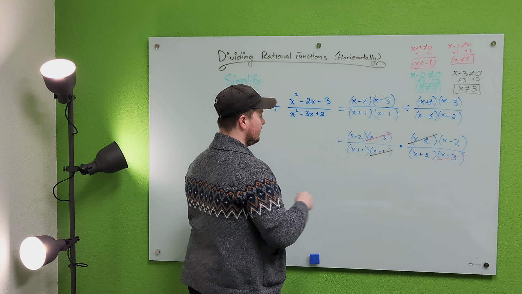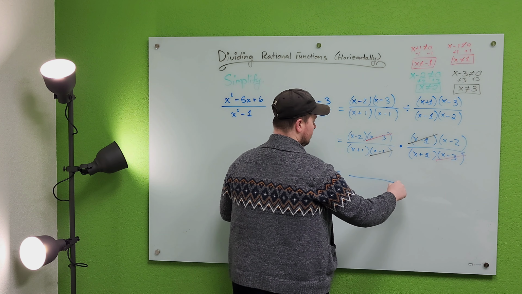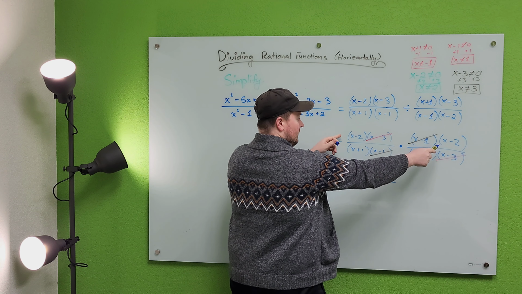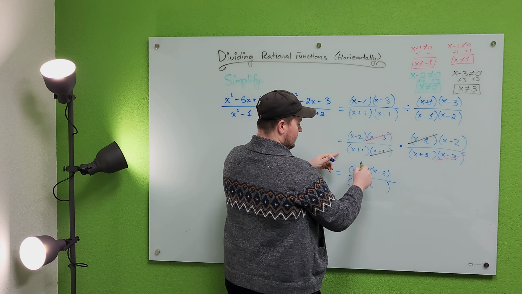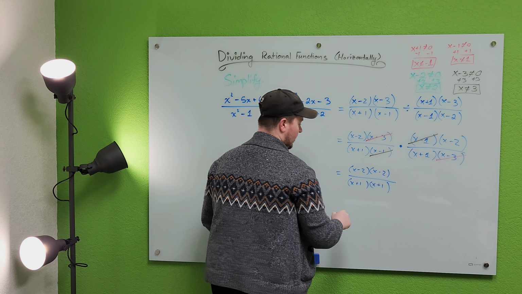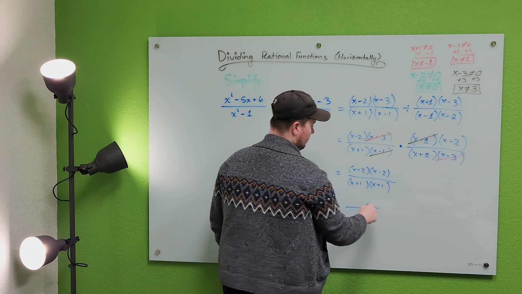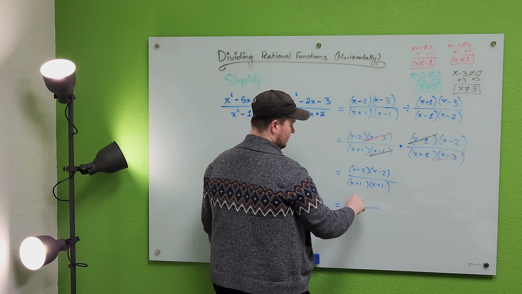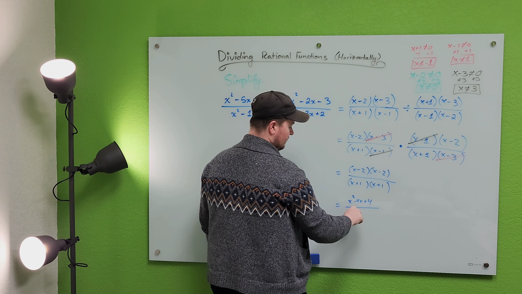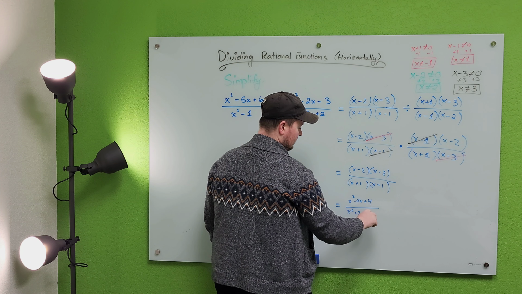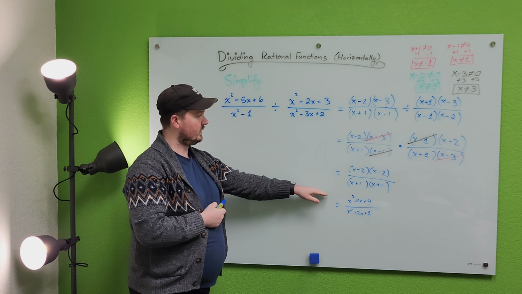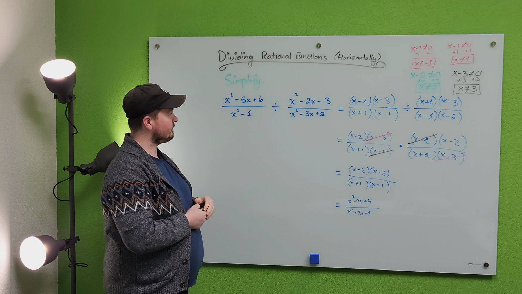If we put this together, just a little bit more simply before our final steps, we can write this as x minus 2 times x minus 2, what's left over in the numerator, x plus 1 times x plus 1, what's left over in the denominator. And now, if we multiply this out, what we're going to get is x squared minus 4x plus 4 over x squared plus 2x plus 1. So this is the simplest form of this original expression.